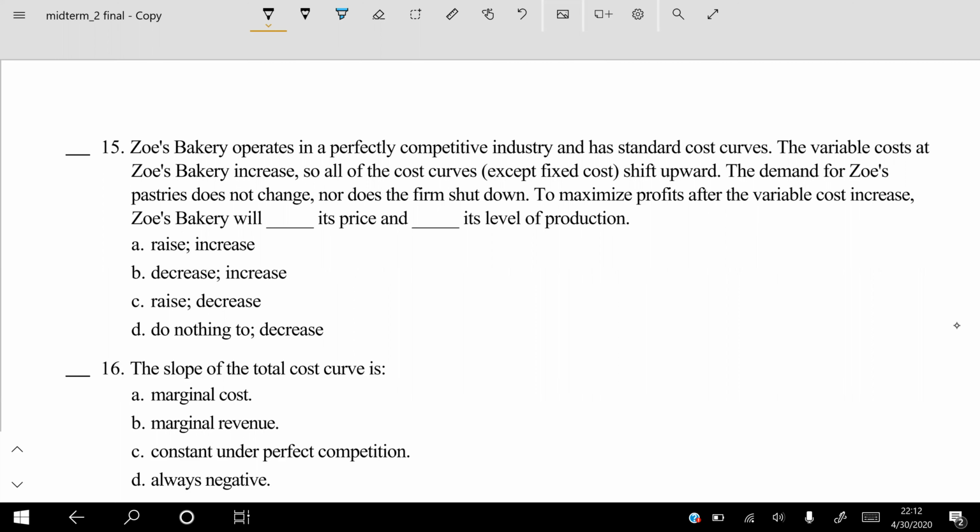So will it raise and increase? Will it decrease, increase, raise, decrease, or do nothing to and decrease? Well, this is a perfectly competitive industry. Let's lower that highlight down a little bit, so aggressive. So it's a price taker. And so since Zoe has no control over the price, she'll simply have to decrease her level of production. So the answer has to be D.